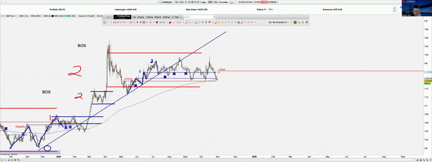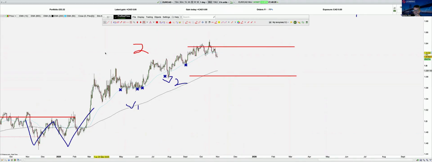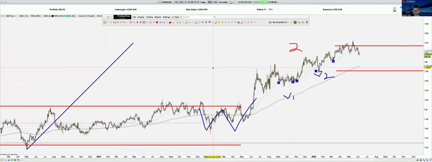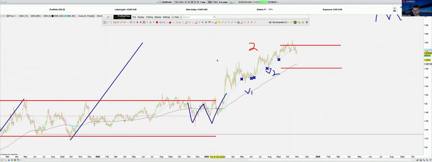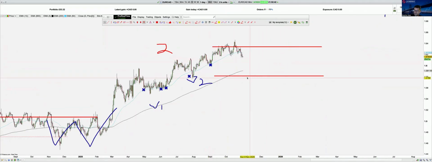Okay, cool. Moving on. What have we got? EuroCAD. That's another good one. EuroCAD, spoken about it in the past few videos. I think it's completing the top of the first cycle, second cycle. I think this can come a lot lower, so I'm just going to pass on that for now. Different dynamic to AUD CAD.